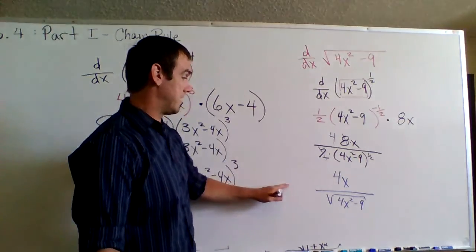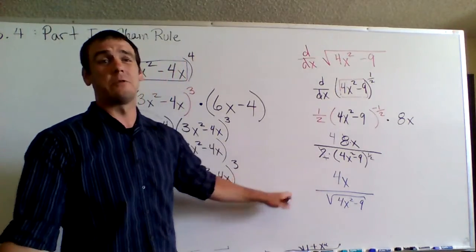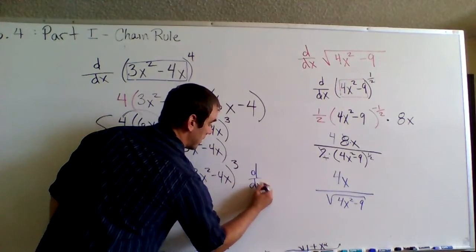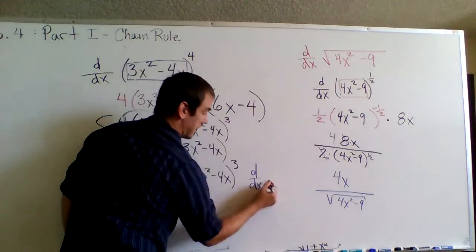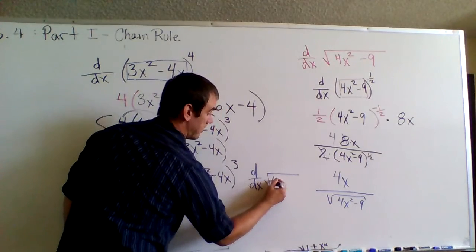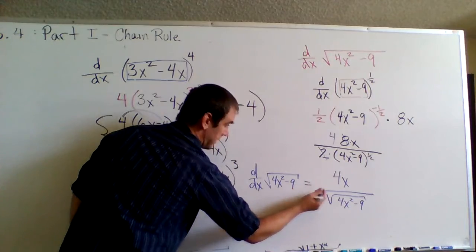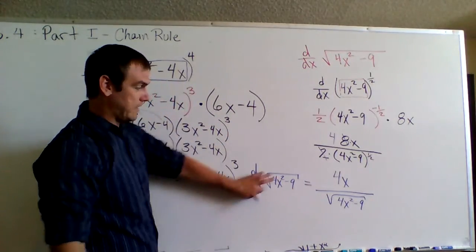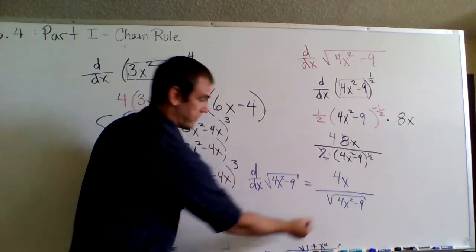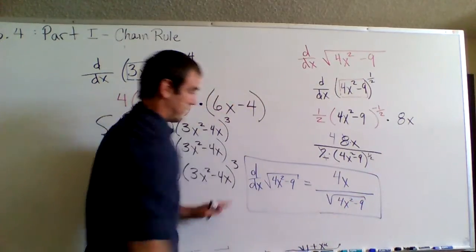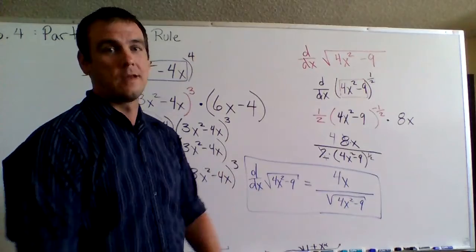Don't write d dx equals, because that's going to now be wrong. If you wrote d dx, you're going to have to rewrite everything else that was in your first step: d dx of the square root of 4x squared minus 9 is going to equal all that. We don't need you to rewrite all that. Just circle this. But if you want to write something, you're going to have to write the entire beginning again.